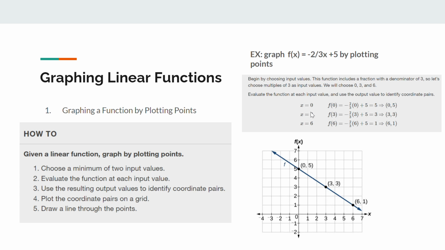So when x is 0, y is going to be 5, and when x is equal to 3, y is equal to 3, and when x is equal to 6, y is equal to 1. And then once you get the coordinate pairs, you just put them on the graph, right? And then you basically draw a line that goes through all 3 of these points.